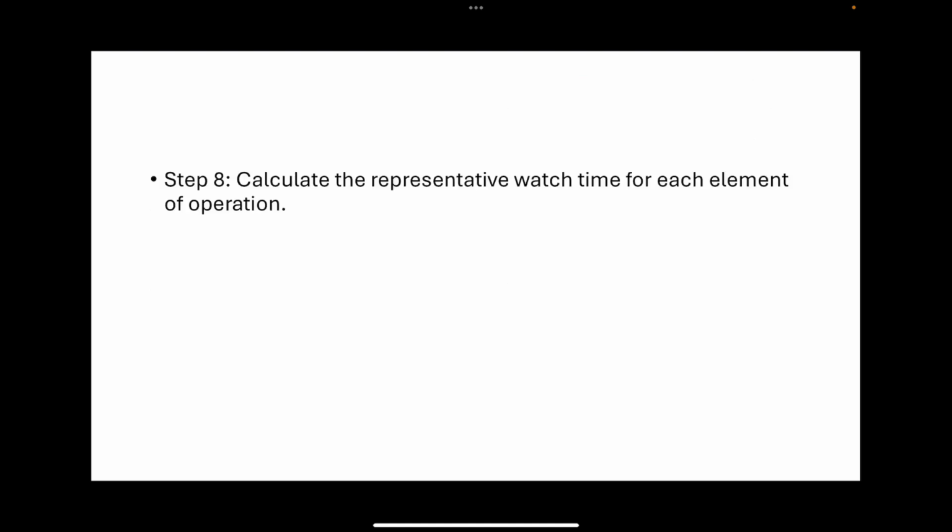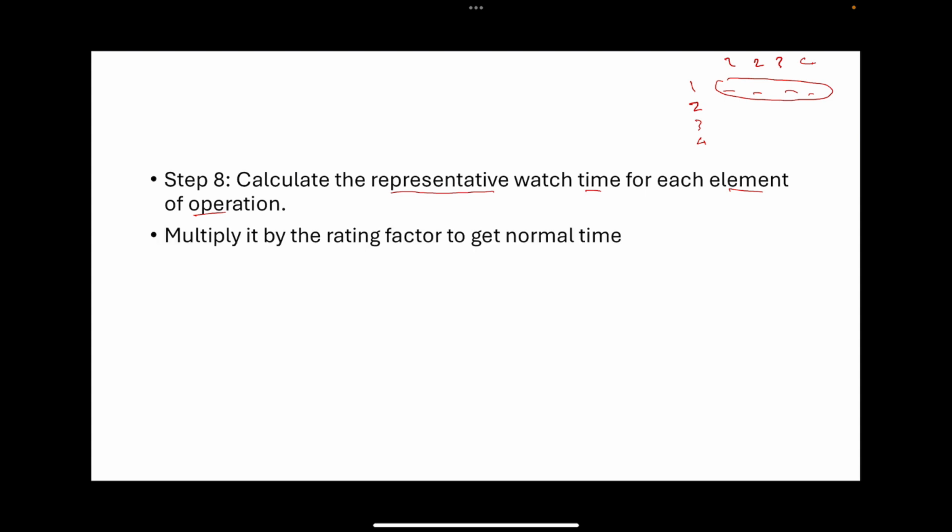In step 8, calculate the representative watch time for each element of operation. I have told you there are various elements, 1, 2, 3, 4, etc. This is carried out for different cycles, and then we will calculate the average. So we will calculate the watch time for each element of operation. Then we will multiply by the rating factor, like 100%, 120%, 90%, to get the normal time. So the normal time will be the observed time times the rating factor.